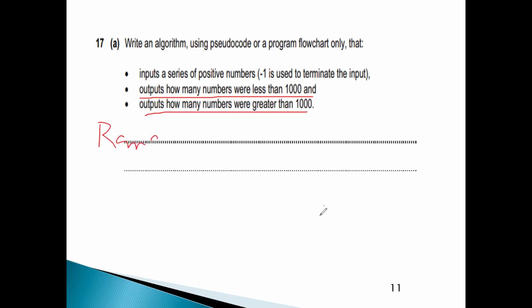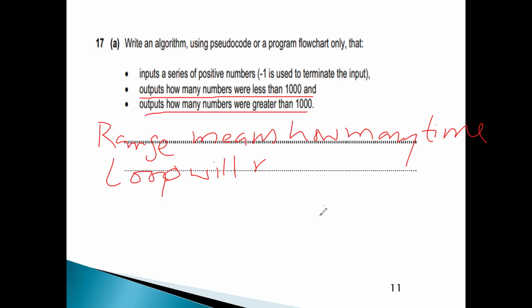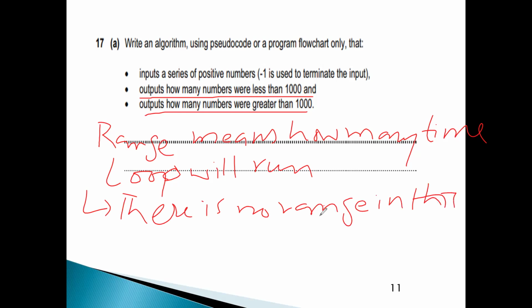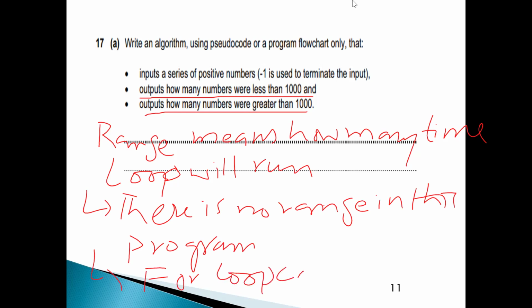Range means how many times the loop will run. So there is no range in this program. Range means how many times the loop runs. So in that scenario, a for loop cannot be used. Got the idea?